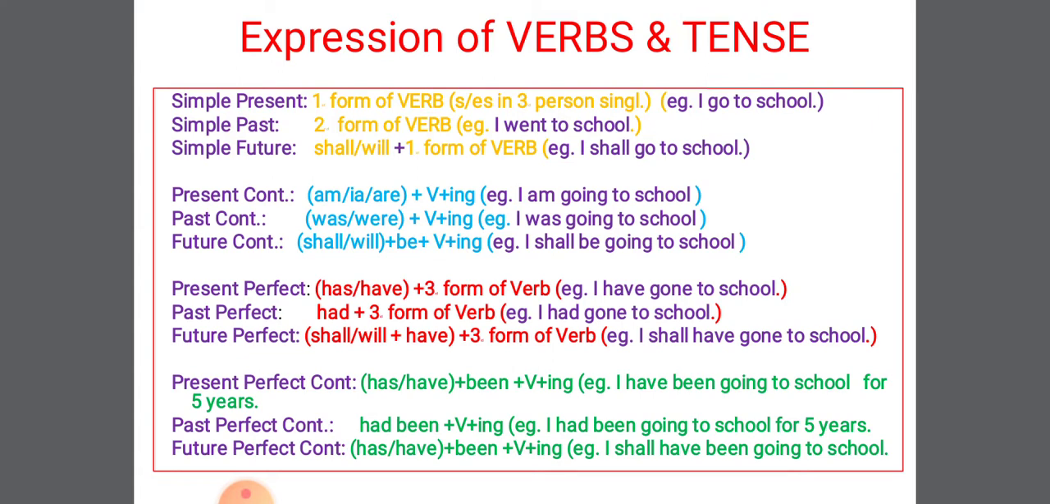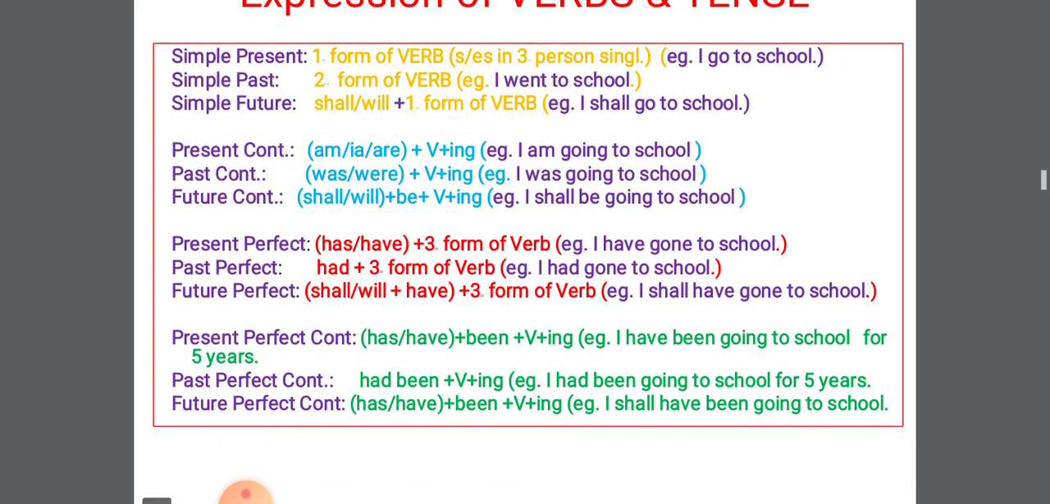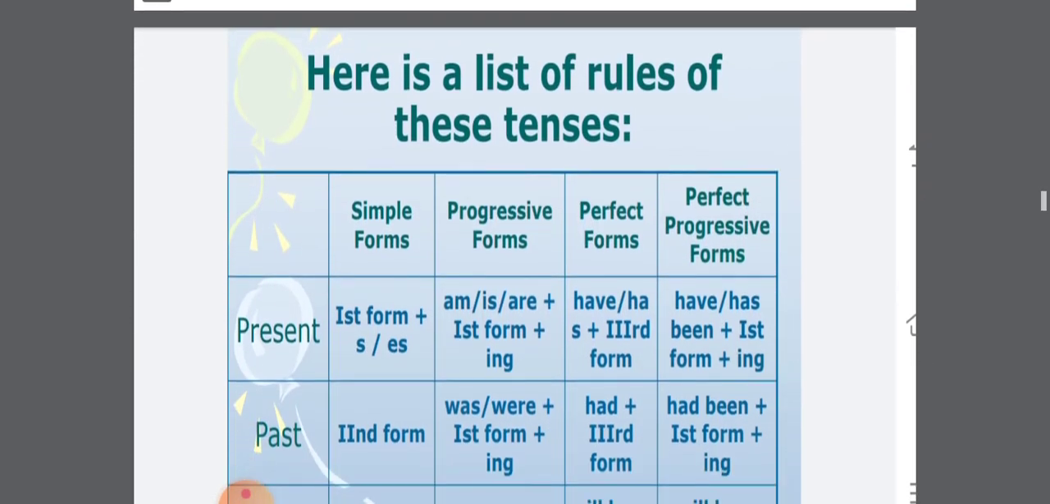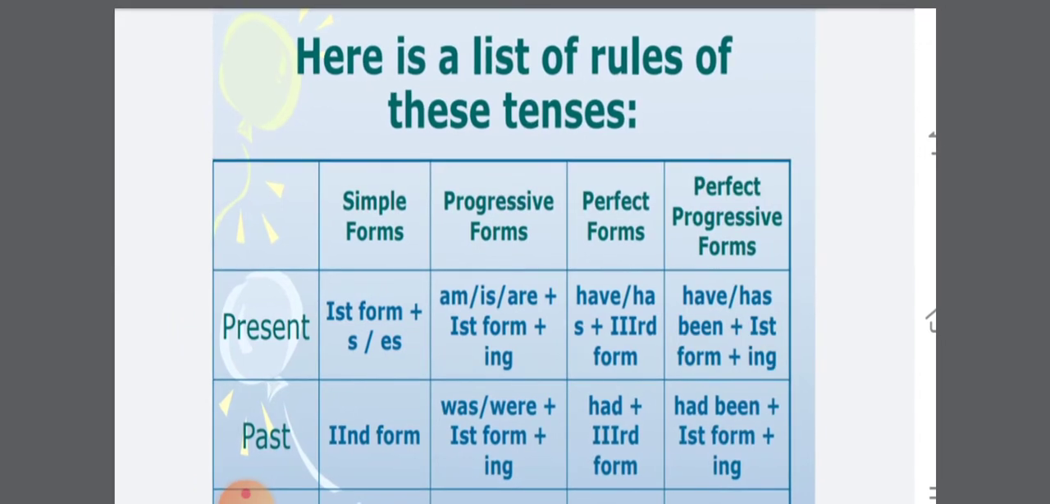And for continuous tenses, for present reference, am, is, are is the option, plus verb plus ing. Past continuous, was, were plus verb ing, and future shall, will plus be verb ing. In this way the things will change. Now here is the list of rules for these tenses.